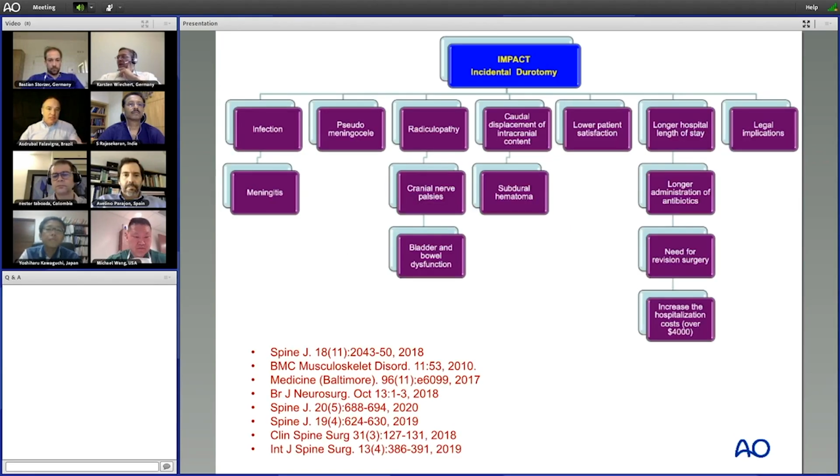Here we see all the impacts of incidental durotomy, like infection, pseudomeningocele, radiculopathy, caudal displacement of intracranial content, leading to subdural hematoma, lower patient satisfaction, longer hospital length of stay, need for revision, and both increased hospitalization cost and legal implications.